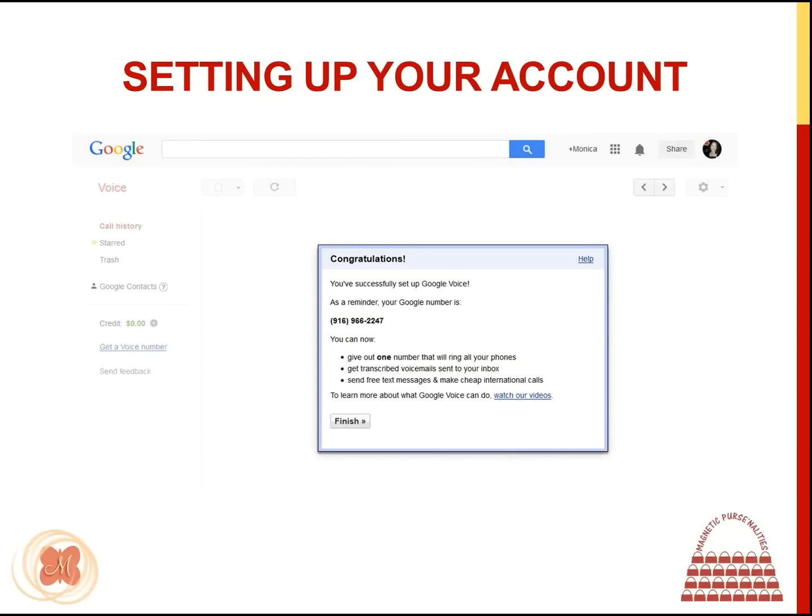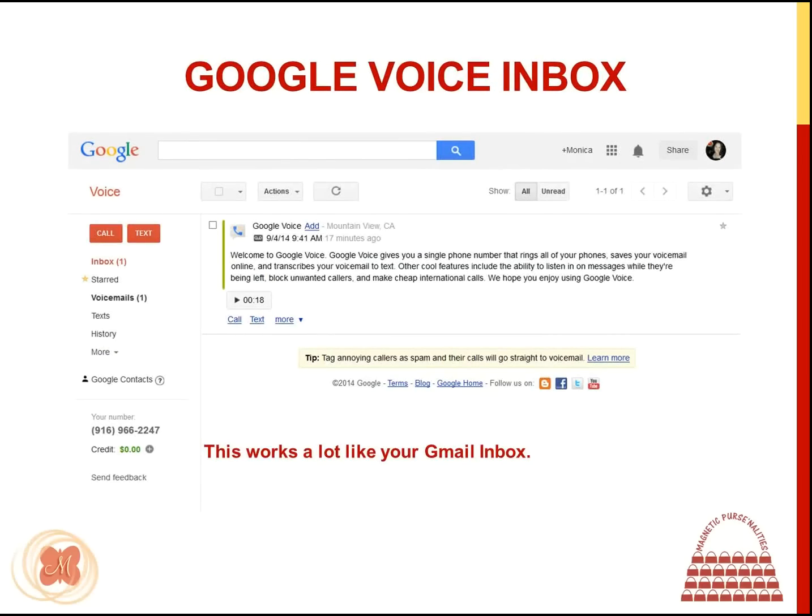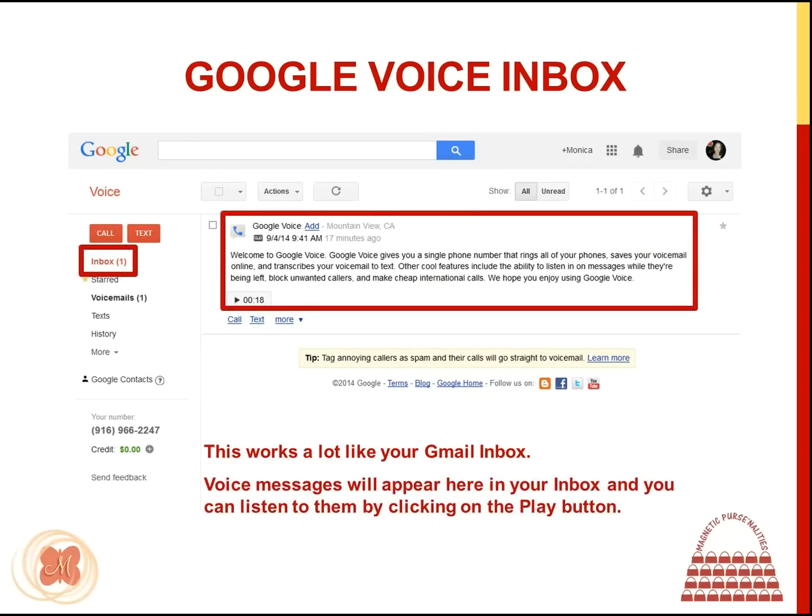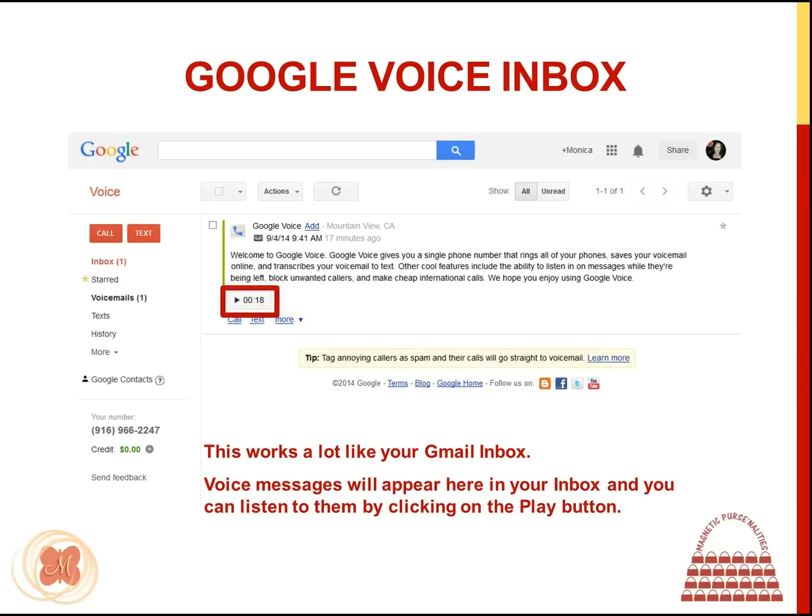Okay, so back to the prompt here where it tells you that you've got your new number and you want to click on finish. So go ahead and do that, and that's going to complete the setup process. And what you'll see is your Google Voice inbox. It'll look just like your Gmail inbox. Your voice messages will appear here, and you can listen to them right through your email by clicking on that little play button. You can also do this through your phone, and we'll talk about the actual Google Voice app that I highly recommend you get towards the end of this tutorial.